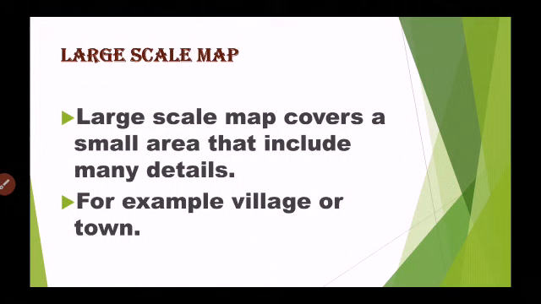Now the next type is the large scale map. A large scale map covers a small area that includes many details. In a large scale map, small areas are shown, and small areas are shown with many details.